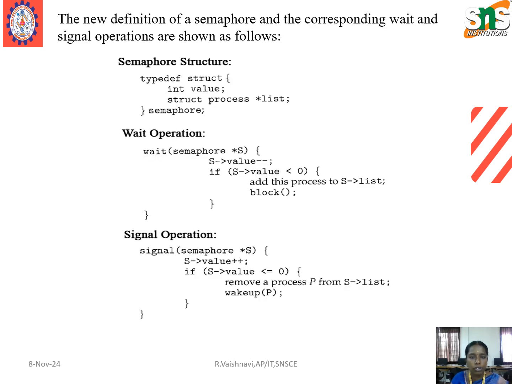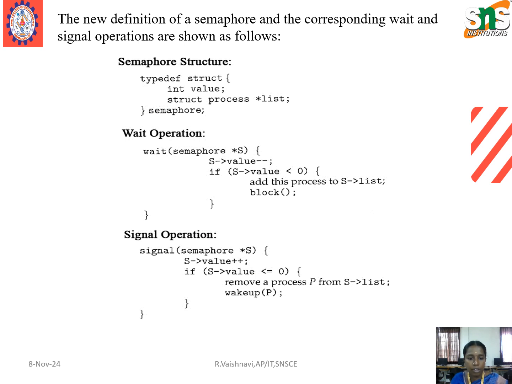The new definition of the semaphore and the corresponding wait and signal operations are shown below. Here is the semaphore structure, that is a type definition of a structure with int value and a list of processes. Next we have the wait and the signal operations. In wait(semaphore s), the value is decremented, so s value minus minus, and if the value is less than 0, we add this process to the s list and then block.